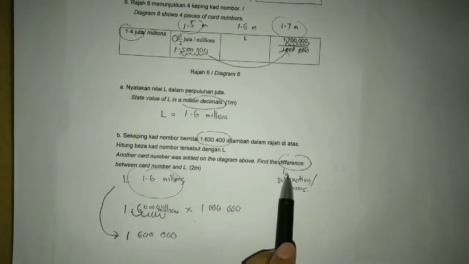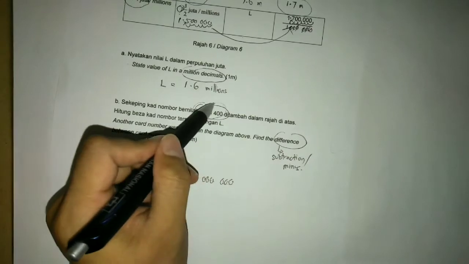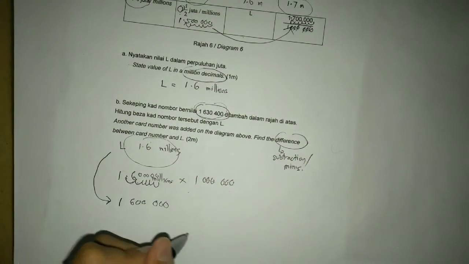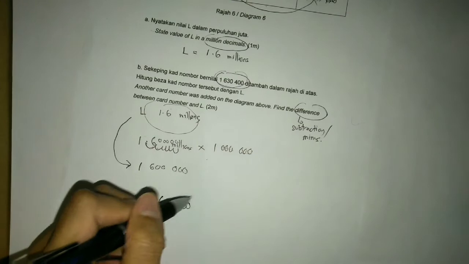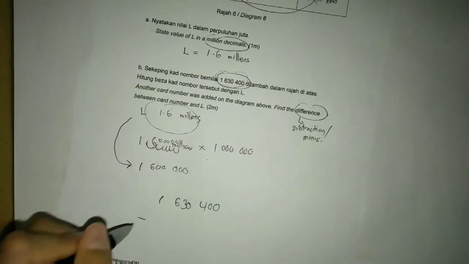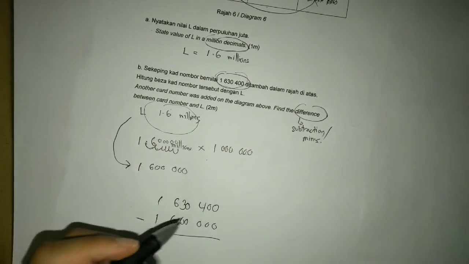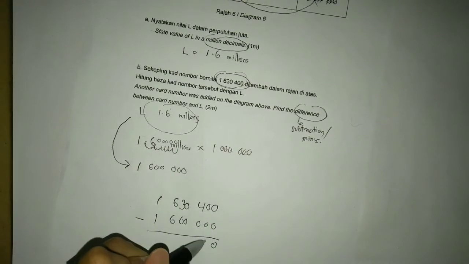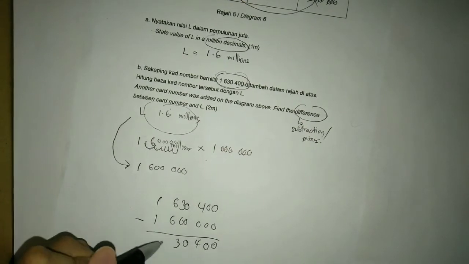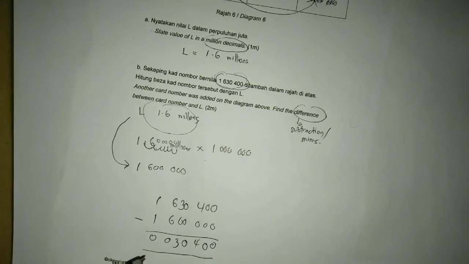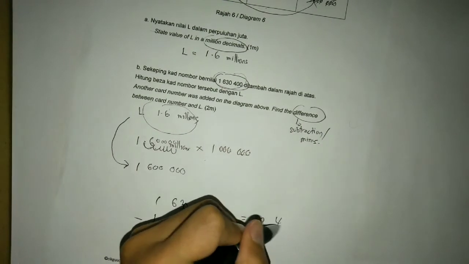Okay. So now you want to find the difference. So which one is the biggest? 1,630,400 is the biggest. So just put here 1,630,400 minus 1,600,000. Okay, so 0 - 0 is equal to 0, 0 - 0 = 0, 4 - 0 = 4, 0 - 0 = 0, 3 - 0 = 3. The difference between cut number and L is 30,400.